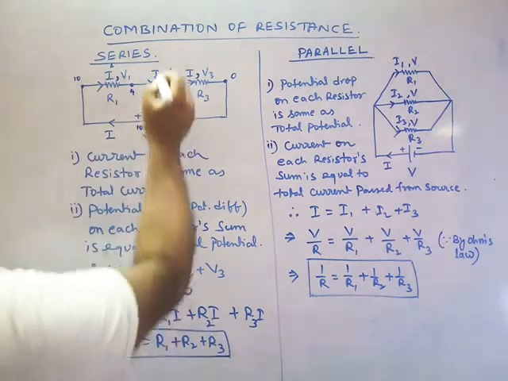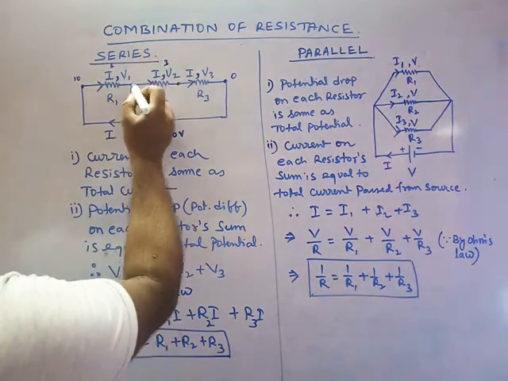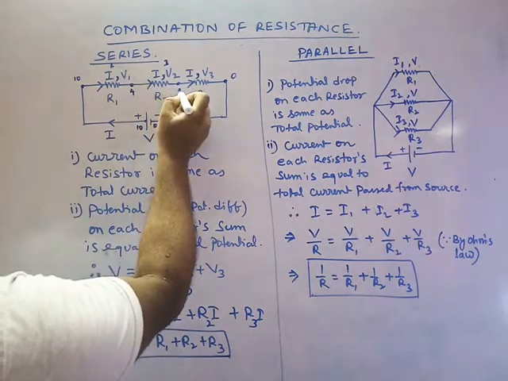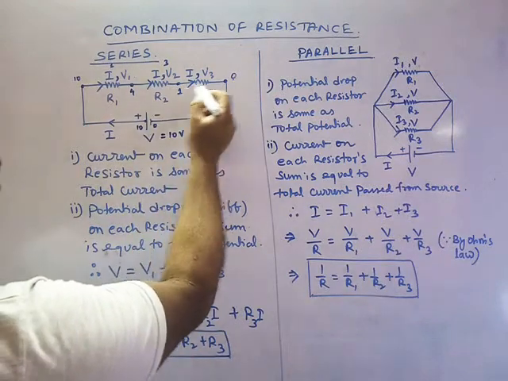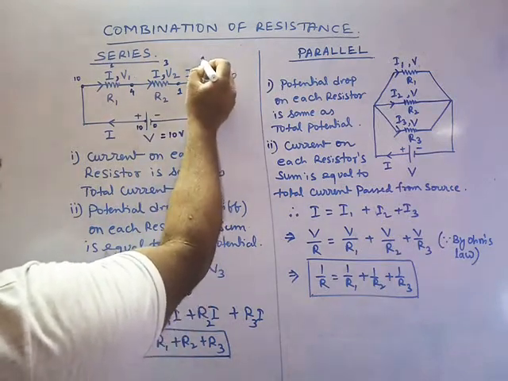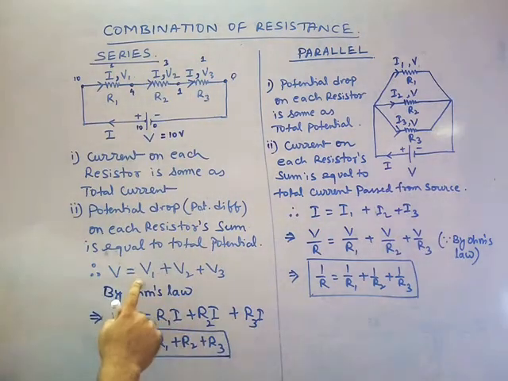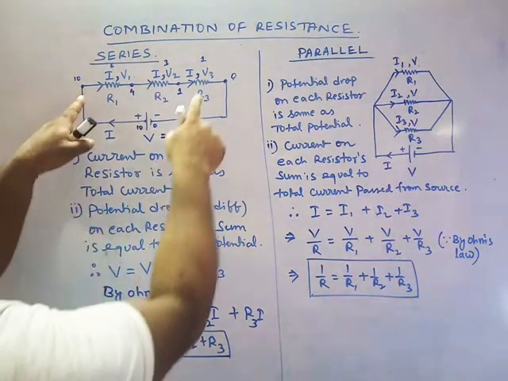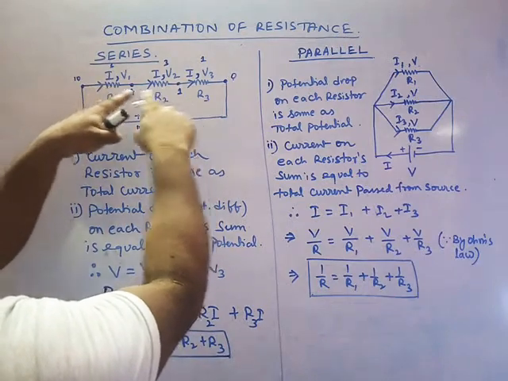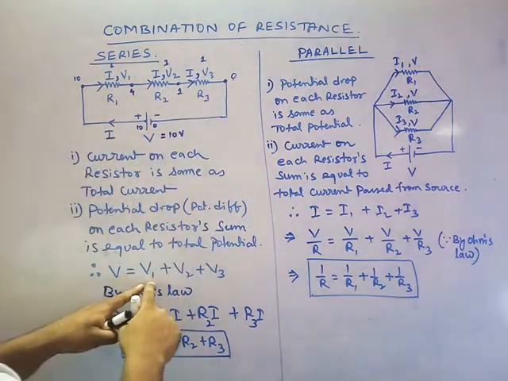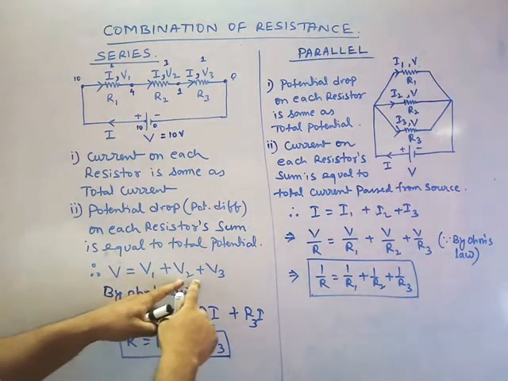And suppose here the drop is 3. तो 4 minus 3, here it is 1. And definitely 1 minus 0 is 1. So it will be 1. 6 plus 3 is 9 and 1 is 10. So in this way we can say the summation of all the potential drops across the resistors is equal to the total potential. देखो V1 plus V2 plus V3.